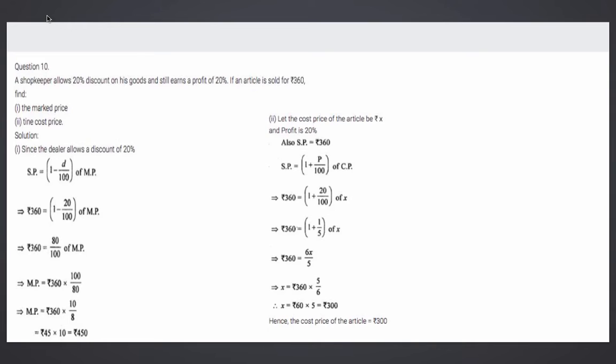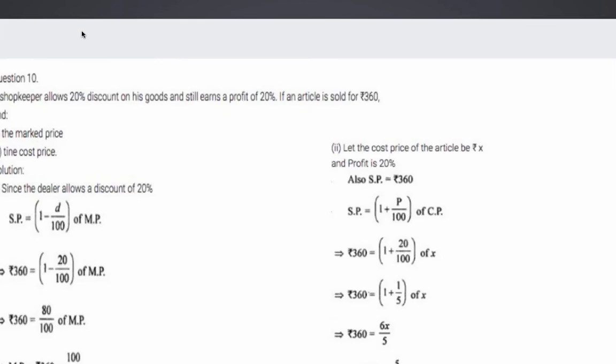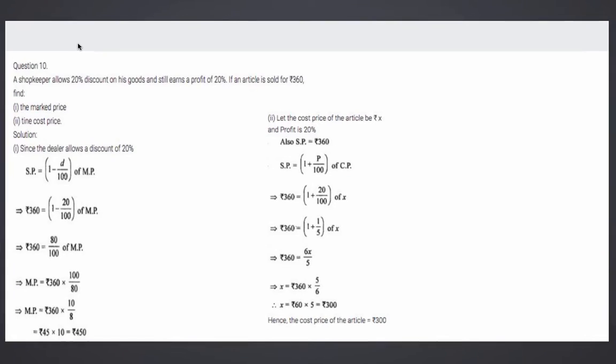Let's start with the next, that is question number 10. Question 9 is homework, students. Up till 8 I gave you. I'm starting with 10. 9 and 10 are exactly the same, based on the same concept, so you'll be able to do that. Let's see question number 10. Yes, students, see what it says.